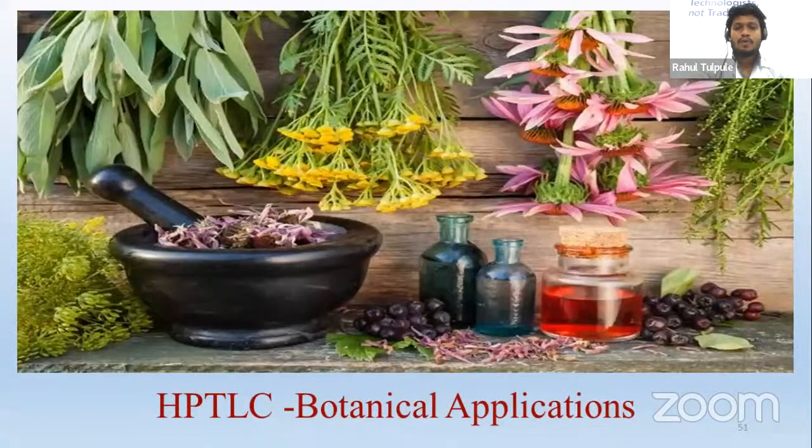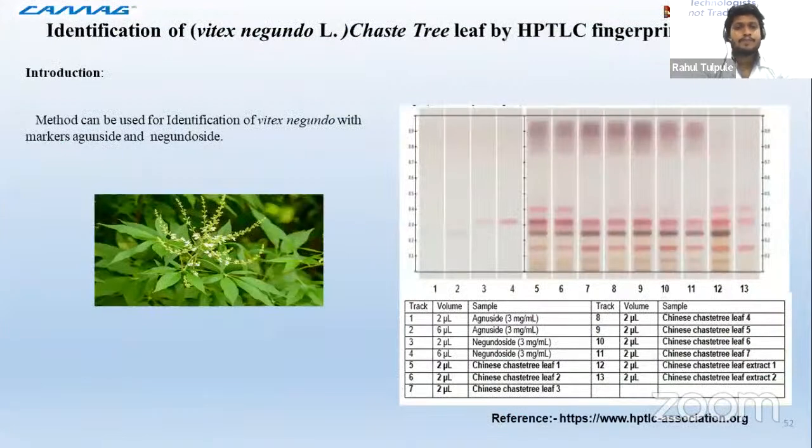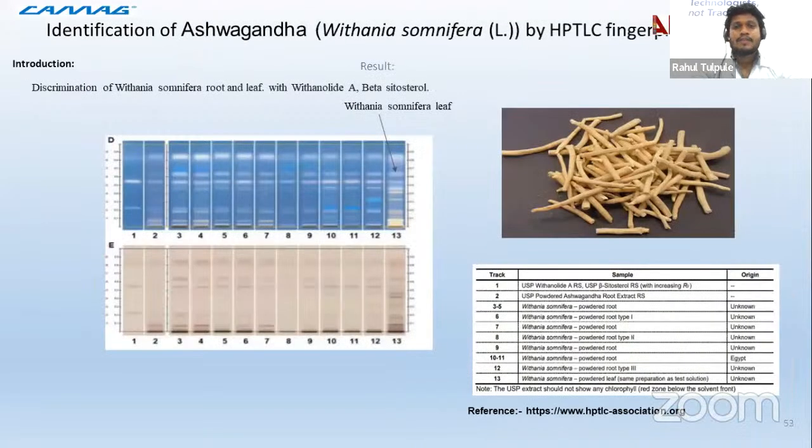We'll just move to one or two examples, like here, identification of a cassia tree leaf, where we have done the fingerprinting of it. If you are able to see the table below, it is showing that various standards were applied and the samples of the same were applied, and we can see that we have identified those markers in the leaf extracts. Similarly, we have done the identification of ashwagandha, which is Withania somnifera, by HPTLC fingerprinting.